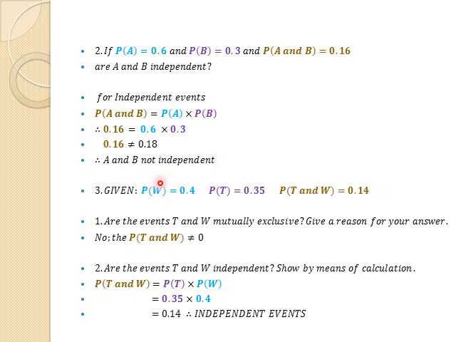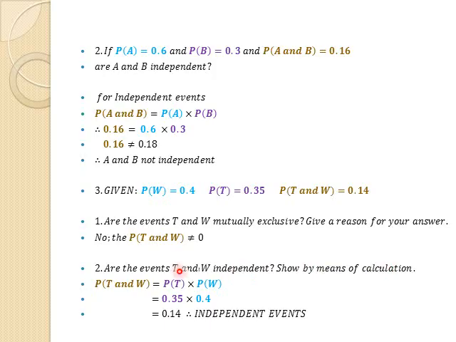Number 3, given probability W equals 0,4, probability T equals 0,35, probability T and W equals 0,14. Are the events T and W mutually exclusive? Give a reason for your answer. Right, I almost said motivate your answer, but I was scared you'll say go, answer, go. So there, reason: no, the probability T and W is not equal to 0. So that's my reason. Are the events T and W independent? Show by means of calculation.